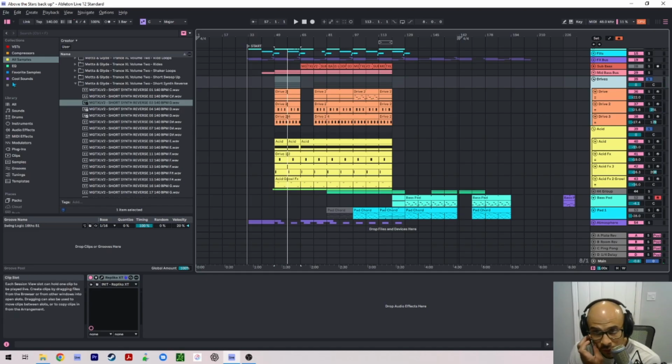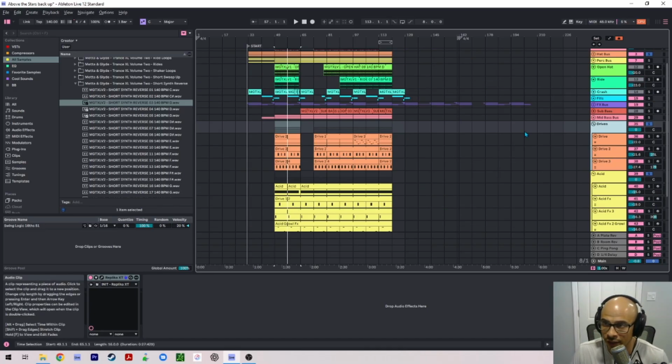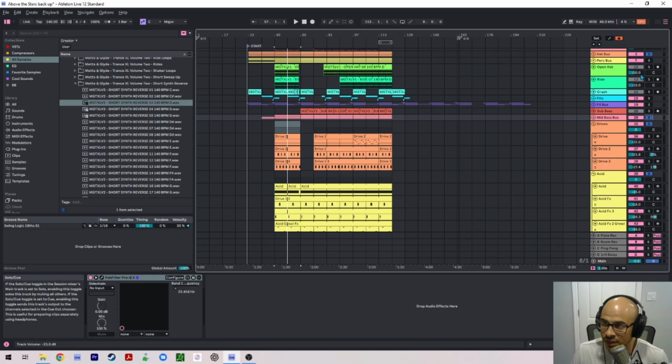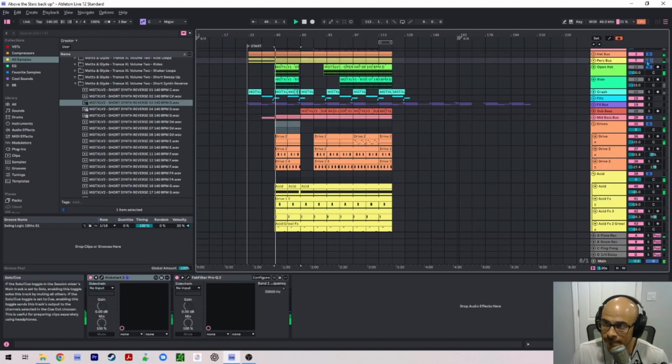So yeah, we can see we're really trying to build a soundscape using the acids and the drives, and it really comes together nicely with everything.